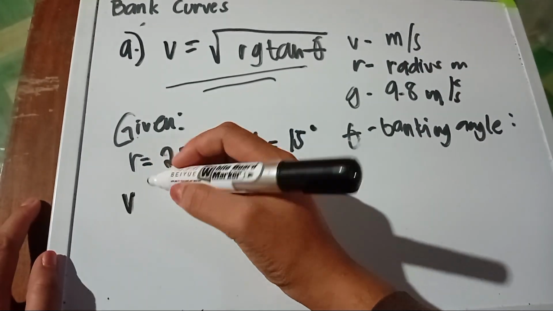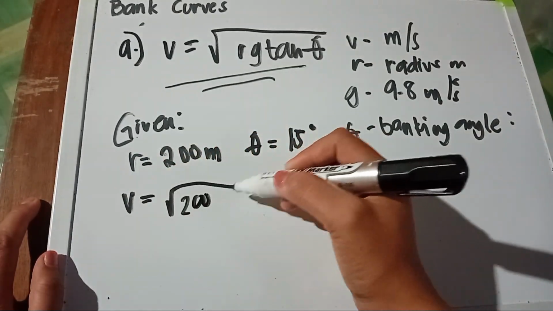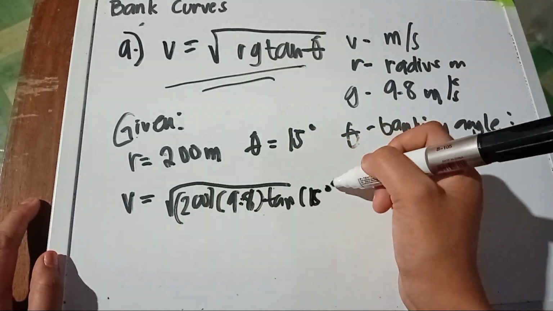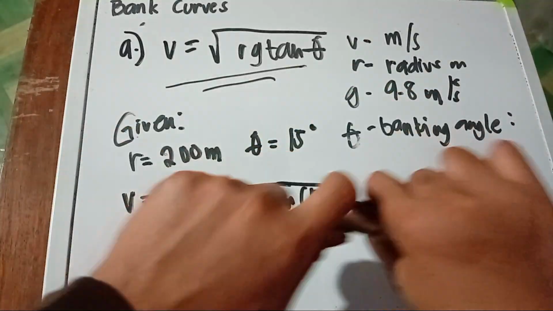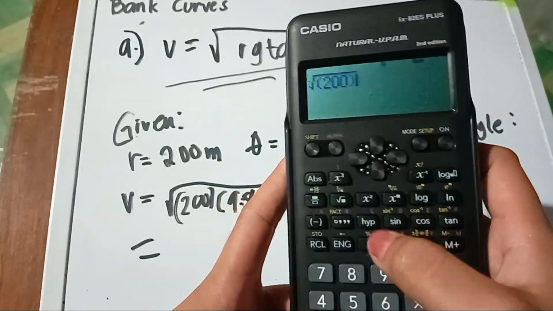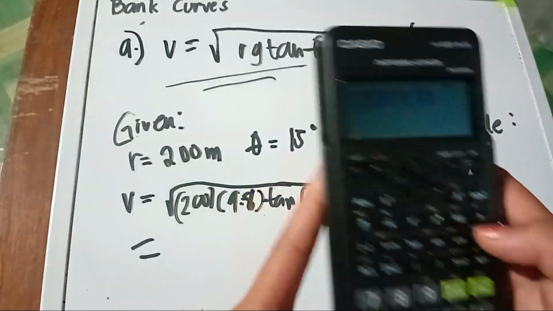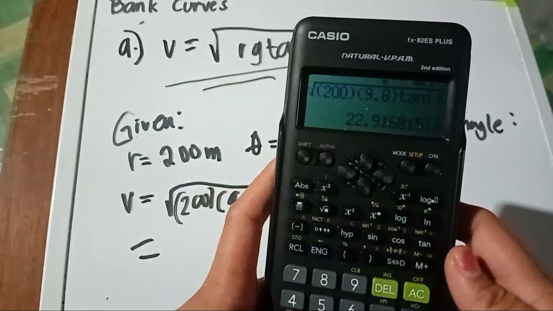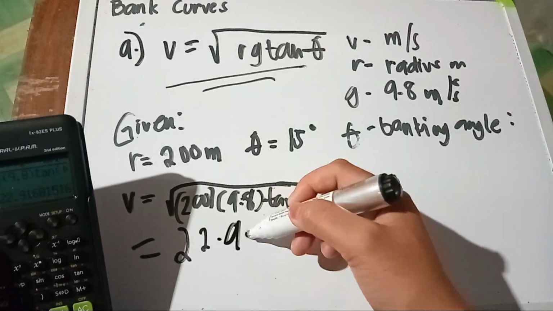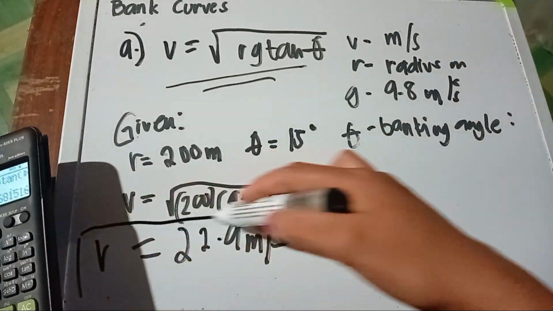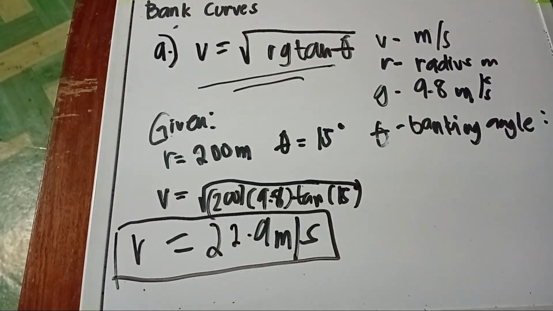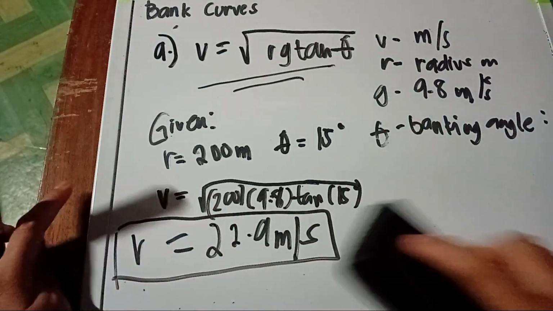So v equals the square root of 200 times 9.8 times tan 15. We're going to solve it using our scientific calculator. The result is 22.9 meters per second. So the answer for letter A is 22.9 meters per second. Now let's answer B. I'm going to erase this because we don't have space left.